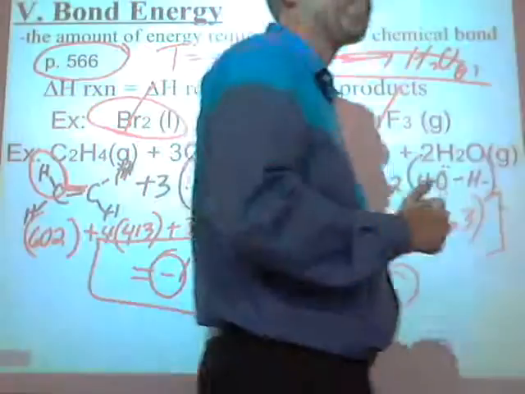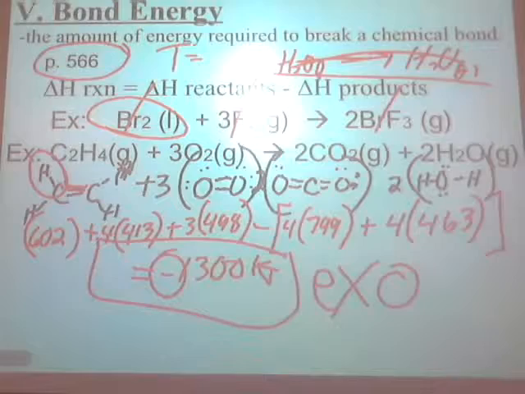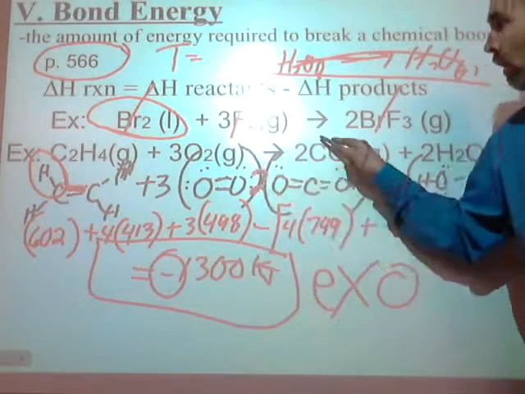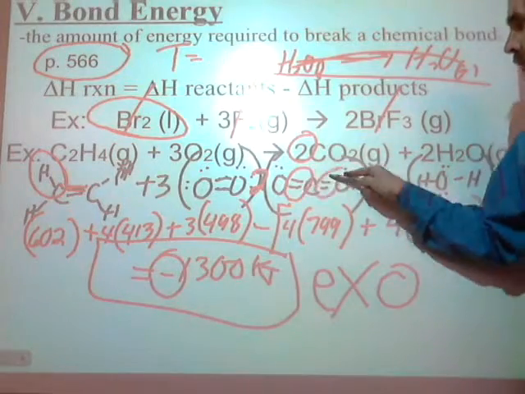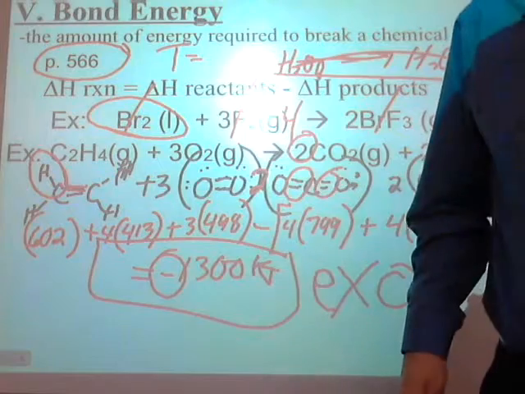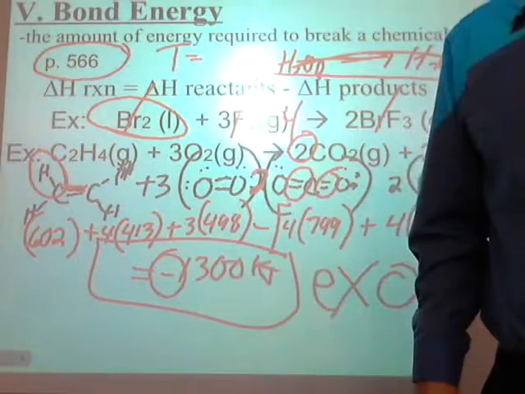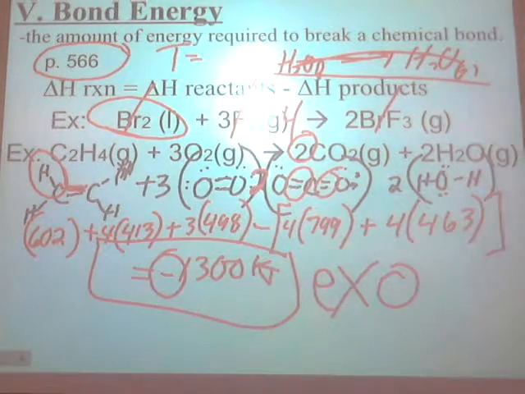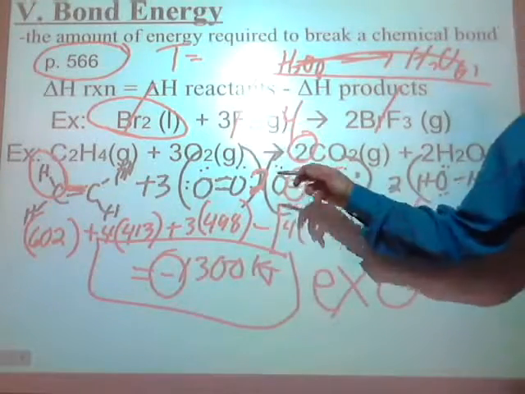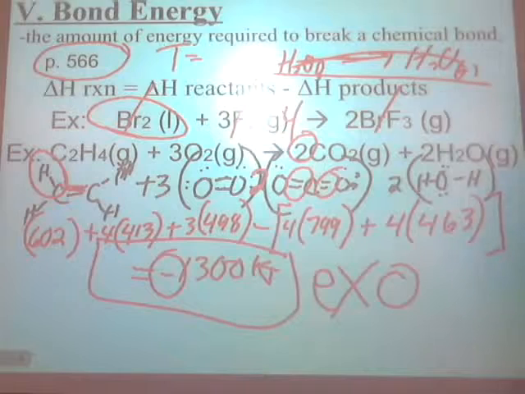Why is it 4 times 799? Two reasons. One, I've got 2 of them here, and I've got 2 bonds here, so that's where the 4 comes from. Why is it 799? Look at the asterisk next to the carbon-oxygen bond. So it would be 799 plus 799, and then times 2, so that's 4 times 799. It's the same thing.